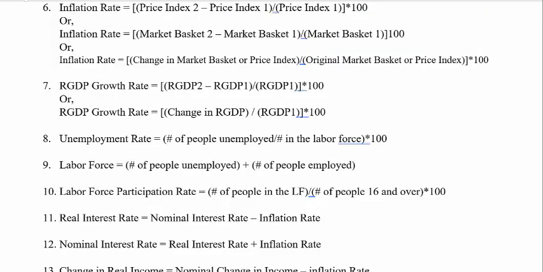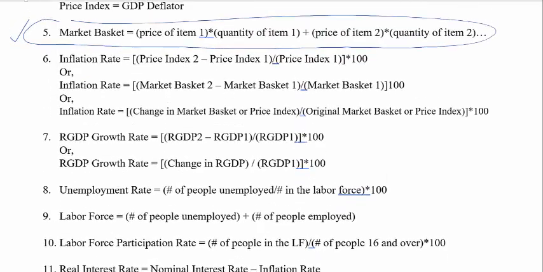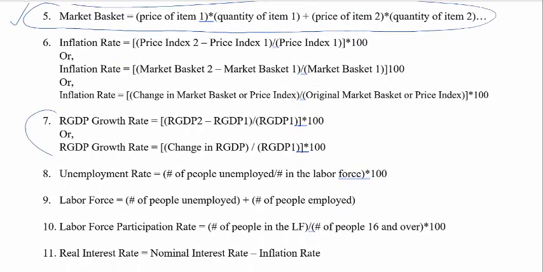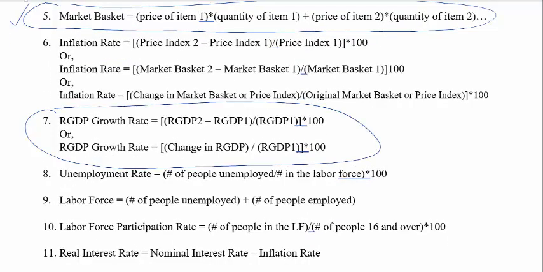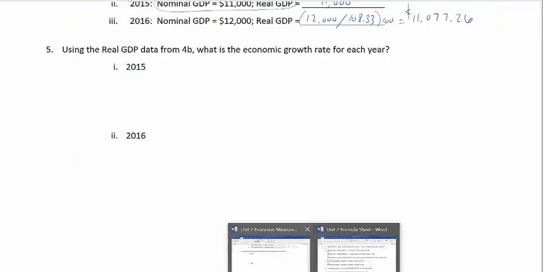Alright, now let's look at economic growth rates. We have a formula for that, number 7. Economic growth rates are just the growth rate for real GDP. So all you do is take the change in GDP, divide by the original GDP, and then multiply by 100. If we're doing 2 years, you take real GDP number 2, subtract real GDP number 1, divide by real GDP number 1, multiply by 100.